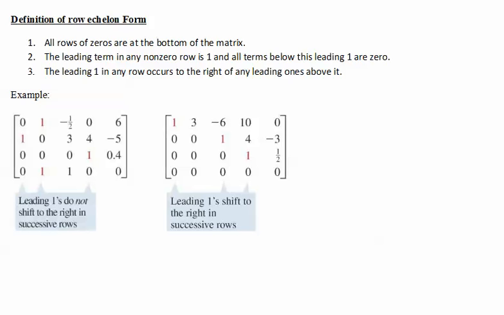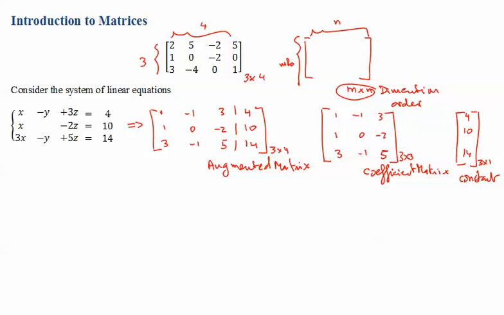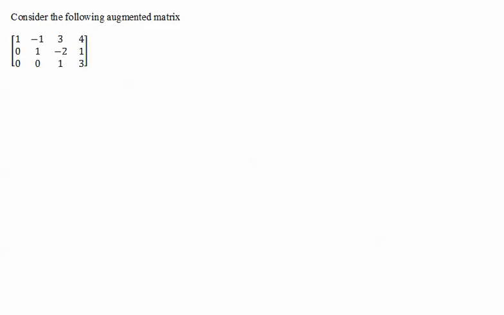Let's see this example. So consider the following augmented matrix. This is a good augmented matrix. Why is it good? Because this augmented matrix represents a system of equations that we can solve by back substitution.